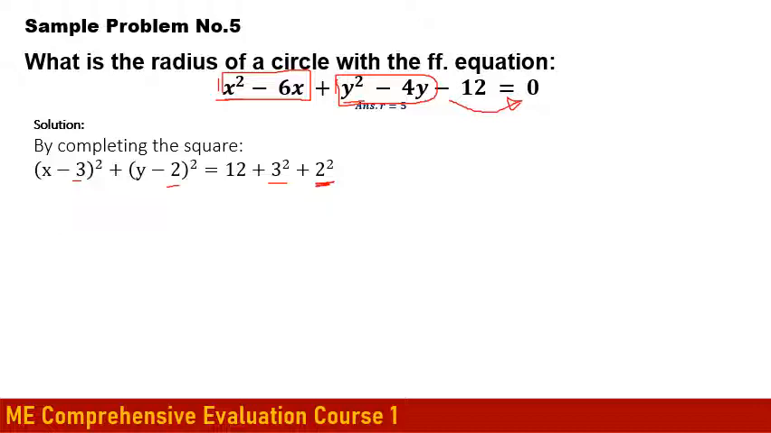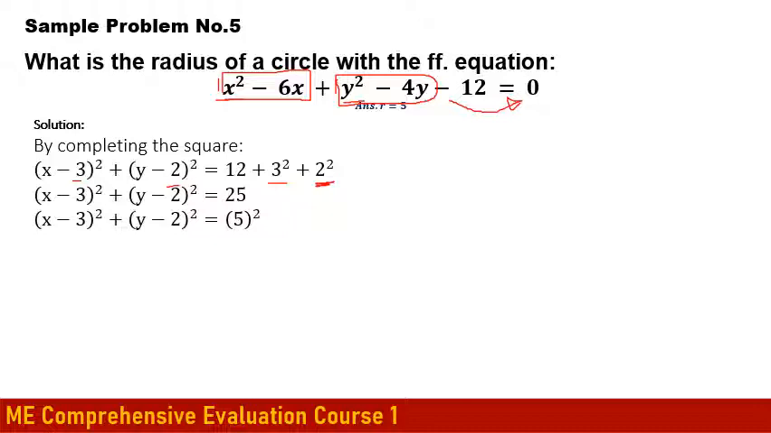So we were able to complete the square. We will simplify this equation such that we will obtain this one. And then we are going to reduce it into the standard form, wherein we're going to get the square root of 25 so that we can get the radius.